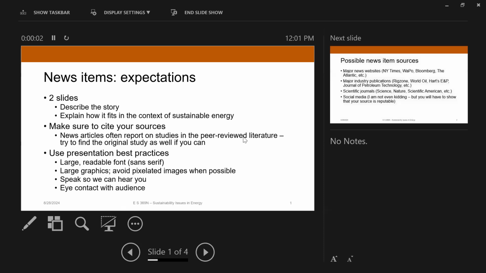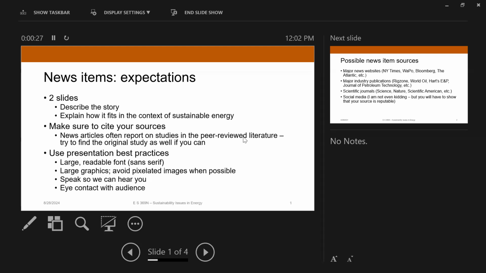All righty. So your individual news item presentations are going to go like this. They're only going to be 2 slides long. So they should be pretty easy to put together and pretty easy to present. What I want you to do is give a description of the article that you're presenting. Describe what the story is, describe what's going on there.